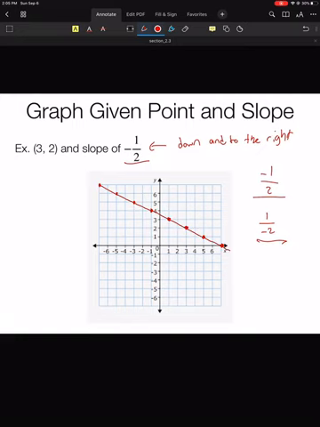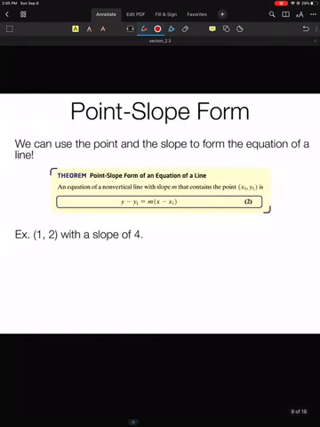When I draw a line through those points, that's going to give me the line. So that's a graph given the point and the slope. That gets us to point-slope form. We can use the point and the slope to form the equation of a line.